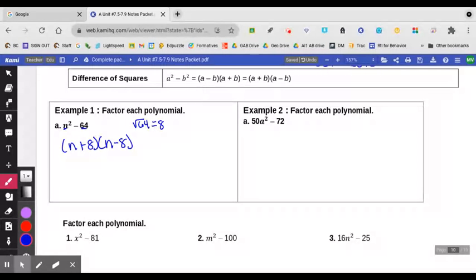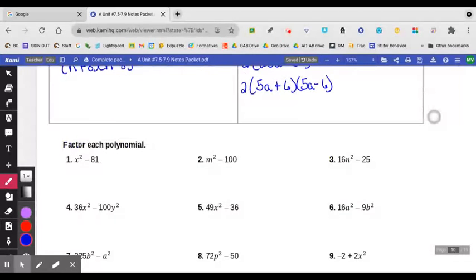When I look at our second example, there is a GCF in 50 and 72. It is 2. So that becomes 2 times 25a squared minus 36. Now when we look, we have a perfect square, 25a squared, and 36, and we're subtracting. So the 2 stays out in front, so the square root of 25a squared is 5a, plus the square root of 36 is 6, parentheses 5a minus 6.